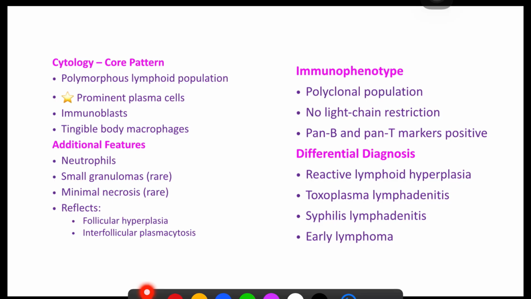So whenever we find plasma cells, first think of syphilis. Along with a clinical history of joint pain and joint swelling, if plasma cells are there, always suspect rheumatoid arthritis. Immunophenotypically, it is a polyclonal population with no light chain restriction, and both the pan-B and pan-T markers are positive. Differential, as we have discussed, includes all the polymorphous pattern lesions.